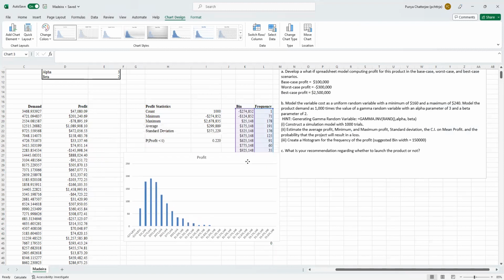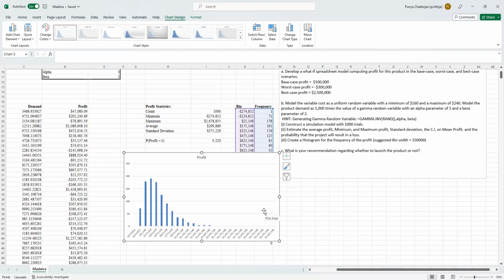And I want you to look at it and think about Part C on what is your recommendation regarding where to launch the product. So you can see on one hand, it can create a loss like a negative $100,000. And that does have quite a bit of probability. But on the other hand, it can also give you a profit of 1.8 million. And the highest probability is to give you a profit of $175,000.